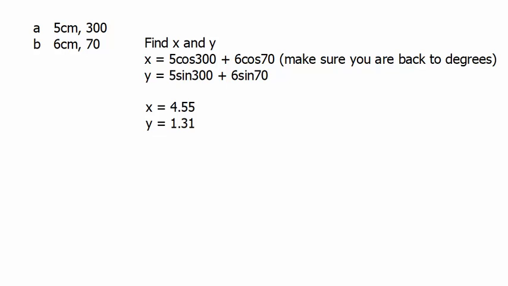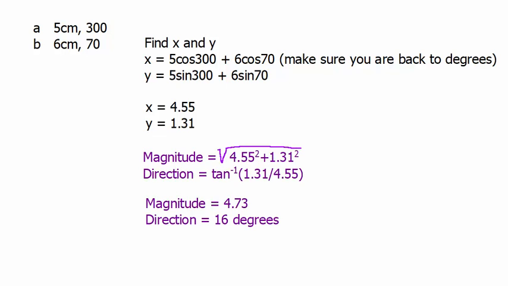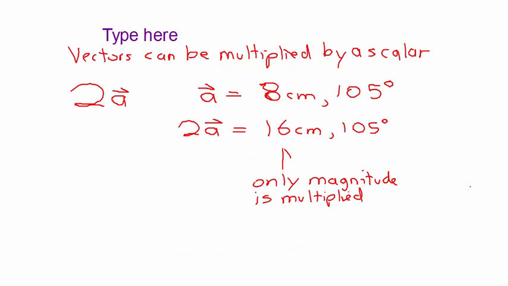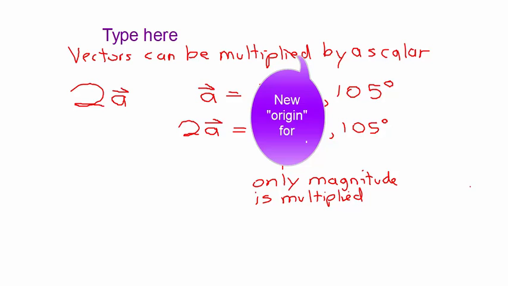We're not done. Our next steps are to find the magnitude and direction. The equations are the Pythagorean theorem and the inverse of tangent. We get a magnitude of 4.73 and a direction of 16 degrees. So the resultant vector is 4.73, 16 degrees. We can multiply any vector by a scalar, and that scalar does not change the angle. The direction stays the same. The only thing that gets multiplied is the magnitude.